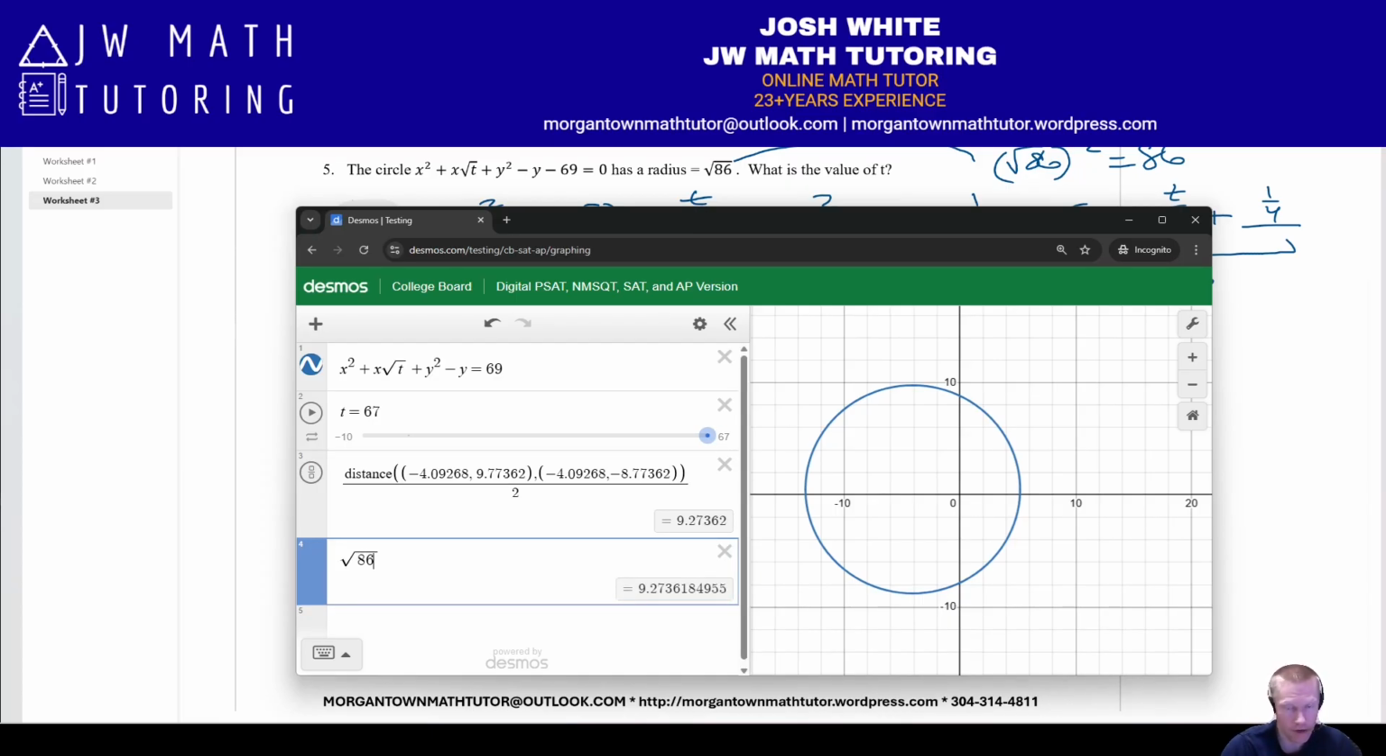And yes, it is. Now, it's obviously not exact because these point values aren't exact. They're rounded off. But you can still see 9.2736, 18, which would round to 0.62. So this matches, this confirms it's correct.